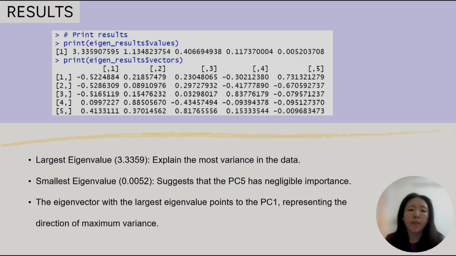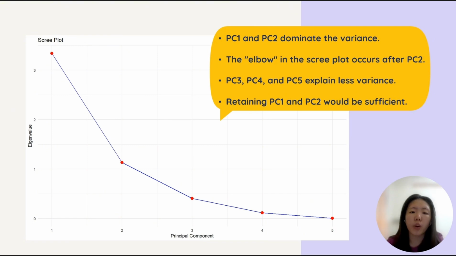Thank you. Then we will continue with the results, starting with eigenvalues and eigenvectors. The largest eigenvalue, 3.3359, identifies PC1 as the direction of maximum variance. The smallest eigenvalue, 0.0052, indicates that PC5 contributes negligible importance. See the scree plot. The elbow appears after PC2, confirming that PC1 and PC2 dominate the variance. PC3, PC4, and PC5 explain far less variance, making them less critical. Therefore, in this case, retaining PC1 and PC2 would be sufficient.